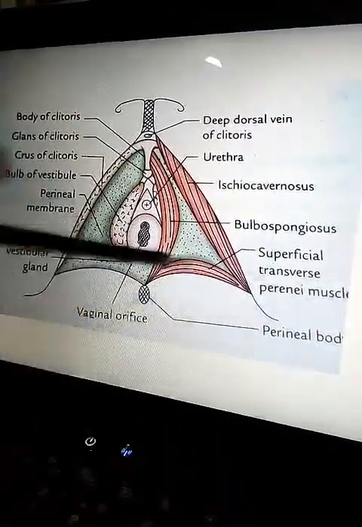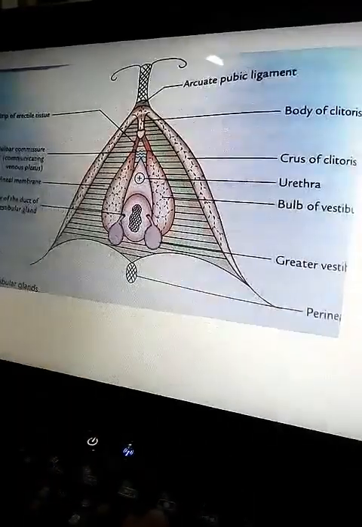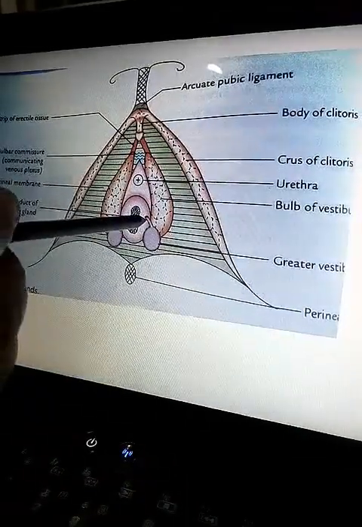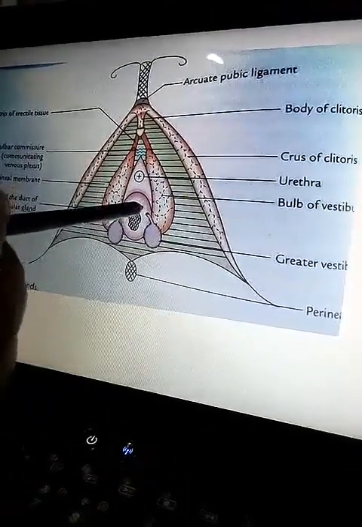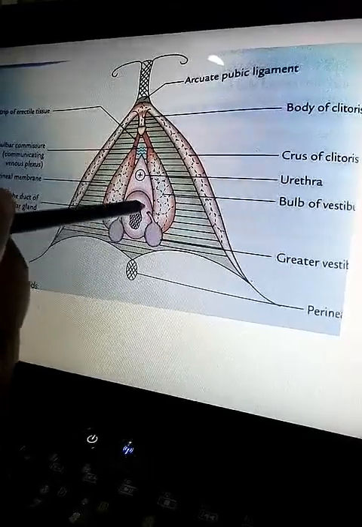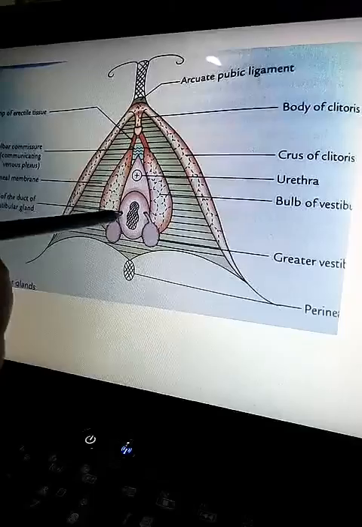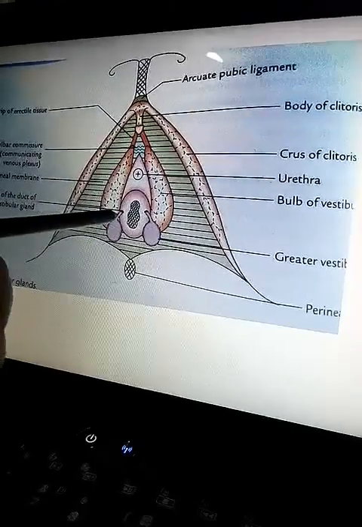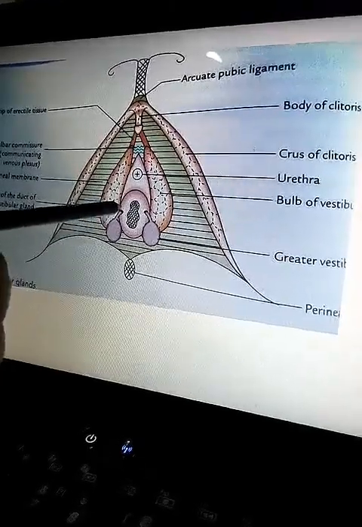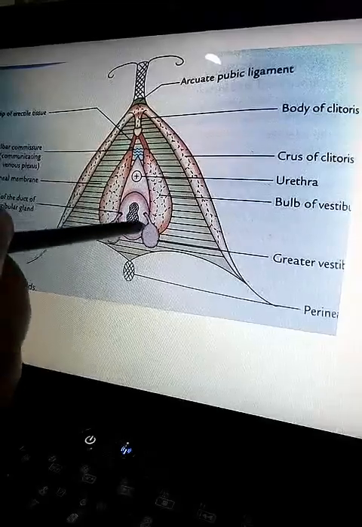Posterolateral part of the vaginal orifice in a groove between the labium minus and the hymen. So these are the ducts of the greater vestibular glands. The secretions of these glands play a minor role in the lubrication of the vagina.